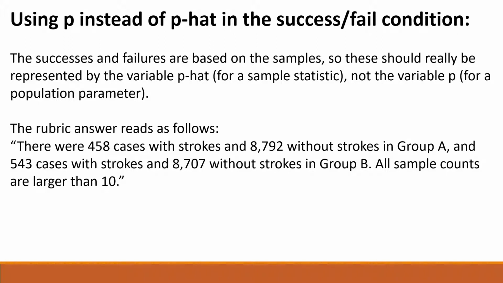The actual rubric avoids this entirely. They don't write like n times pA or n times p hat A as it should be written. They just say this sentence here: there were 458 cases with strokes, 8,792 without strokes in Group A, and 543 cases with strokes and 8,707 without strokes in Group B. All sample counts are larger than 10.